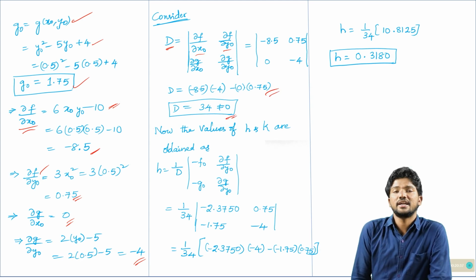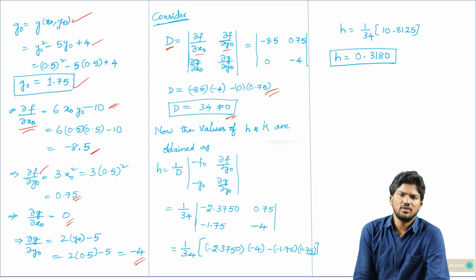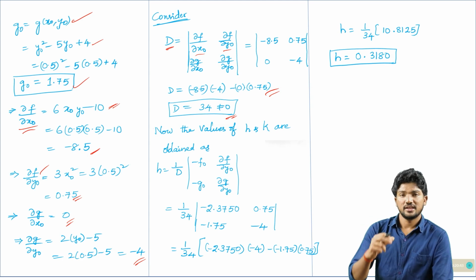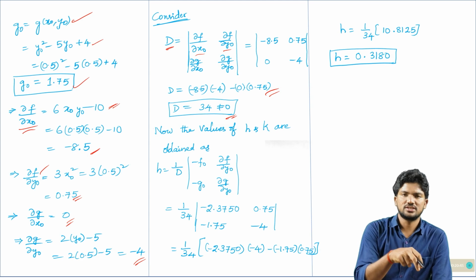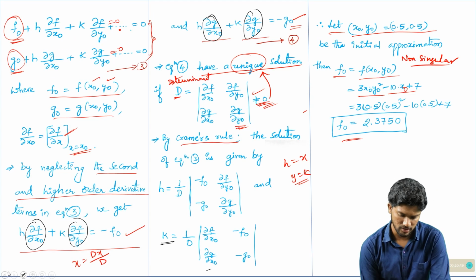What is D? The determinant of the coefficient matrix is 34. Therefore D is not equal to 0, then the given system of equation 3 has a unique solution. System of equation 3 has a unique solution.